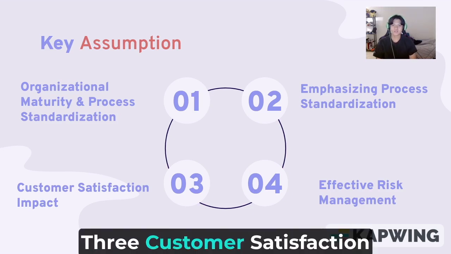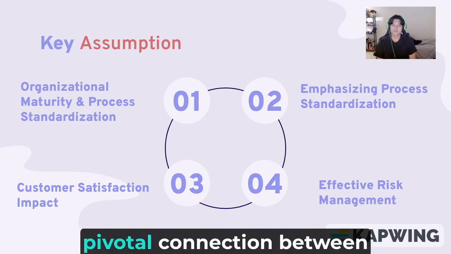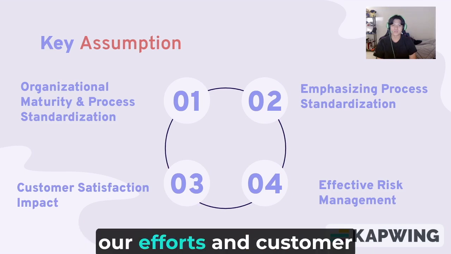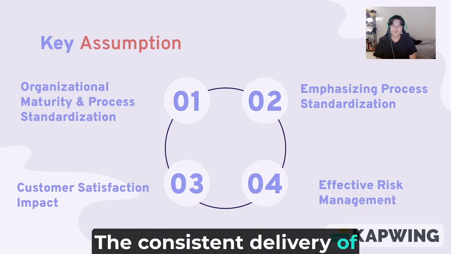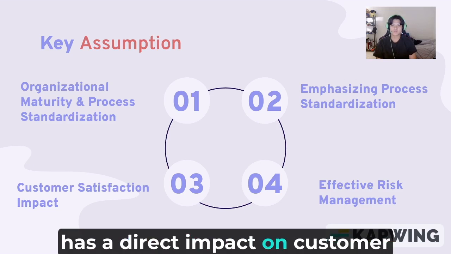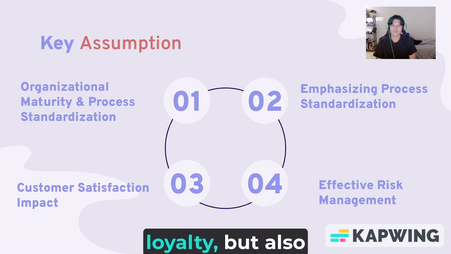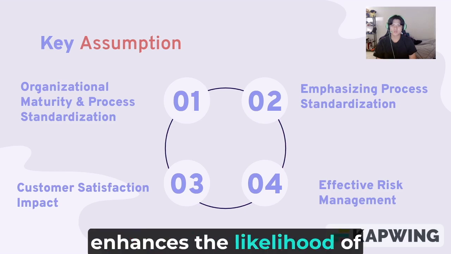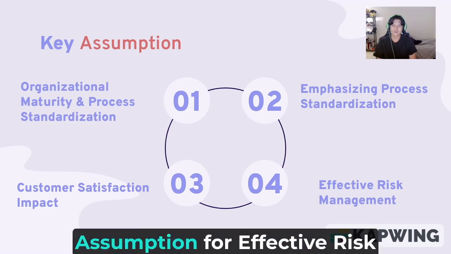Assumption 3. Customer satisfaction impact. Let's now explore the pivotal connection between our efforts and customer satisfaction. The consistent delivery of higher quality products within the scheduled time frame has a direct impact on customer satisfaction. This not only cultivates loyalty but also enhances the likelihood of repeat business and positive advocacy. Assumption for effective risk management.